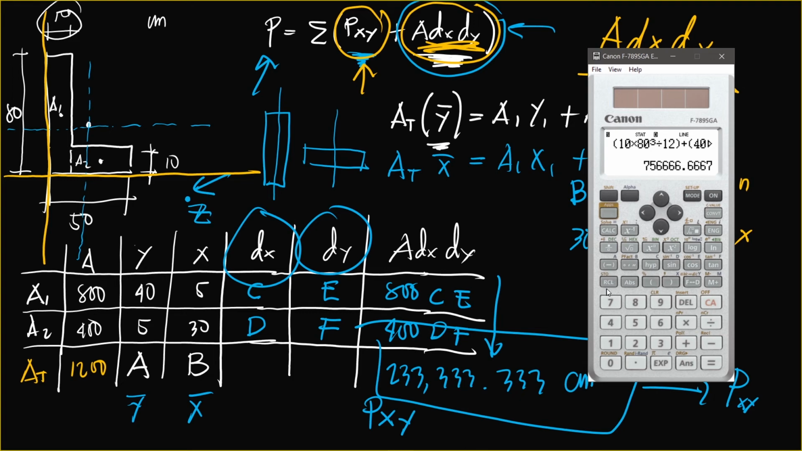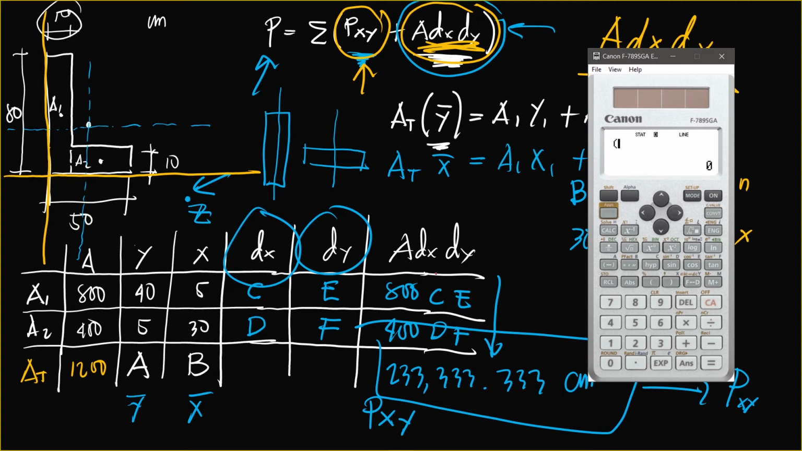756.666. I'll store that. I haven't stored the product of inertia yet. The product of inertia is 333.333. I'll store it in A. The product of inertia is A, the IX is B, and I'll store IY in C.